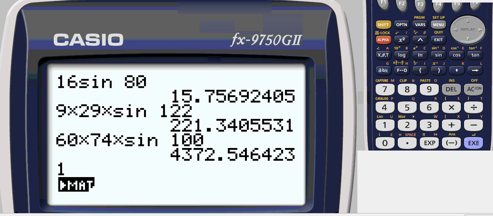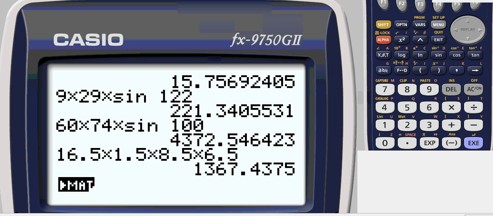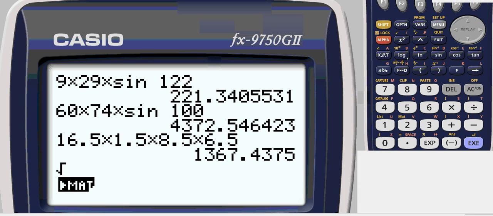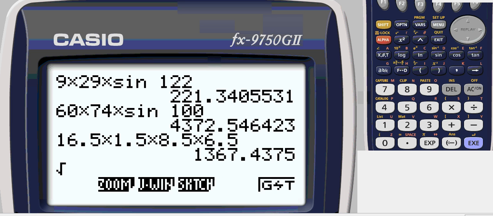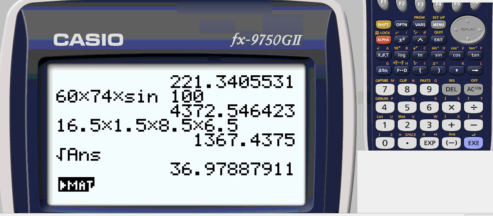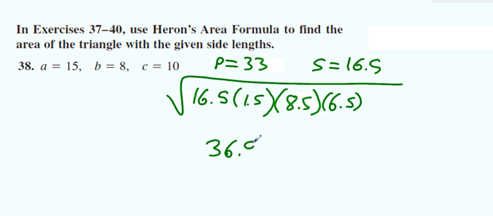So that's 16.5 times 1.5 times 8.5 times 6.5. So that's the number inside the square root. So the square root of that answer, you get almost 37, 36.979. That'd be units squared.